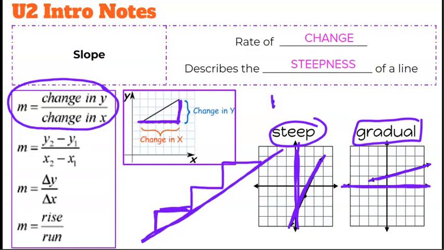So steep lines have a higher slope, so just a bigger number for slope, and gradual lines have a lower slope or a smaller number for slope.